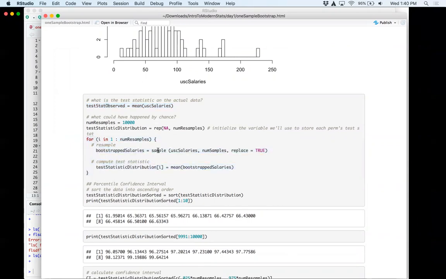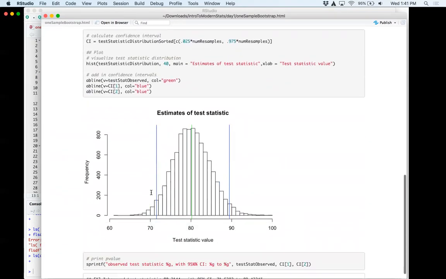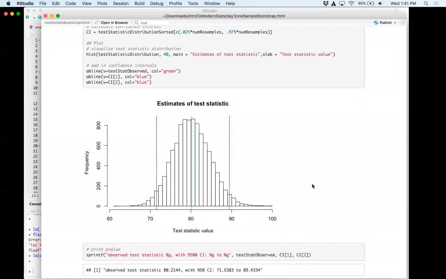and the only difference is you sample again, and you get these bootstrap salaries, and then you take the mean of it and you store it in a bucket each time. Each one of these loops goes from 1 to 10,000, and each time it goes into one of those 10,000 buckets. So you store it, and then at the very end, we'll plot it all out, and those are these values right here. So the mean value of a salary at USC is 80 grand, according to the data. And I'm 95% certain it's between 72 and 89.